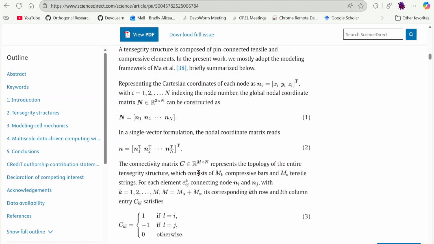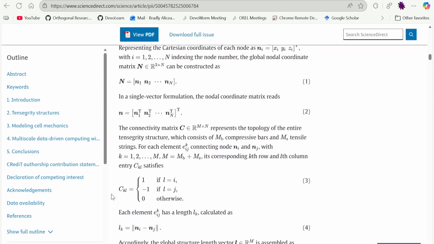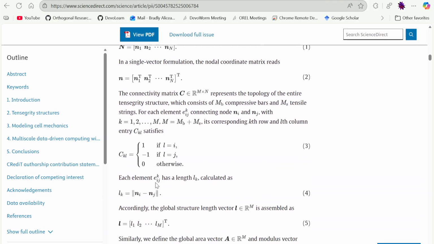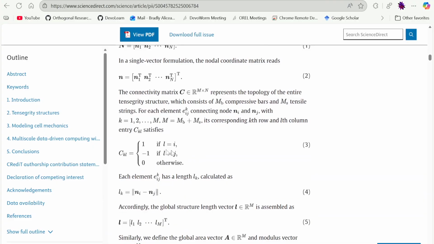The connectivity matrix then represents the topology of the entire tensegrity structure, which consists of m_b compressive bars and n_s tensile strings. So you have these compressive bars and tensile strings as the edges of the network. The nodes of the network then are these nodes that they define up here in this matrix large N and this vector small n. So then we have this conditional here, the stack.